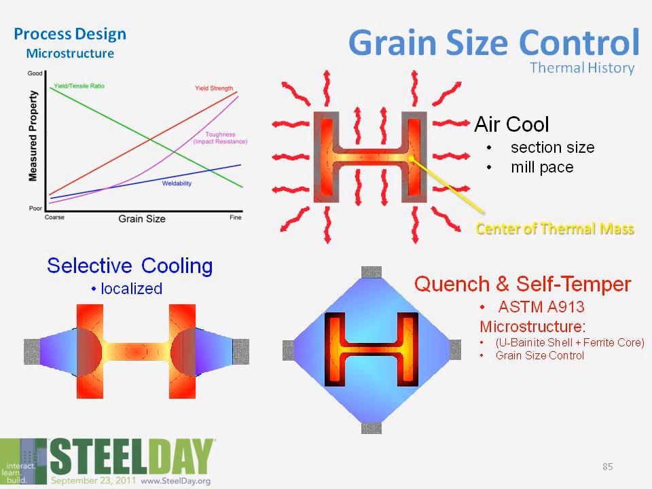Typically a hot rolled shape is air cooled. We can control the mill pace and section size. In some instances we can apply selective cooling to take that heat out, to remove the temperature-time factor. There's a grade known as A992 that actually uses a quench self-temper process. So we end up with a different microstructure.